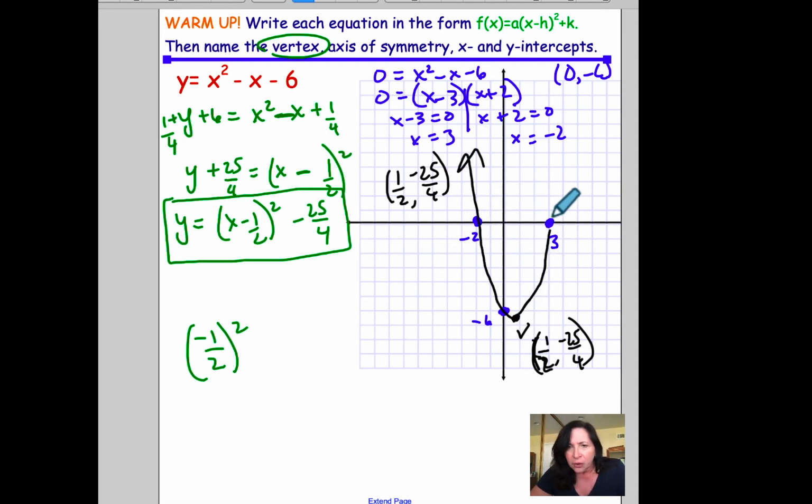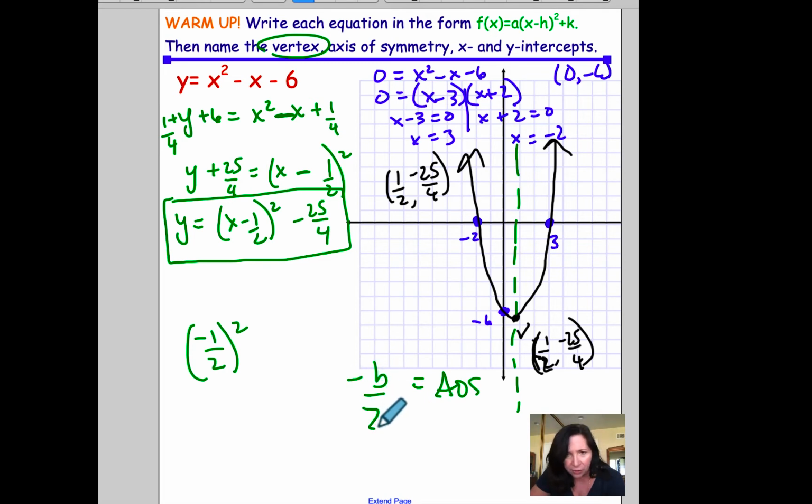And just a note, you also can find the axis of symmetry here, and that's just dropping this down like that. And that value, the axis of symmetry, if you remember, is equal to negative b over 2a. So that's this value, the x coordinate. So my axis of symmetry is x equals 1/2, okay? And that's a line. So you do need to write that as a line, like an equation, right?